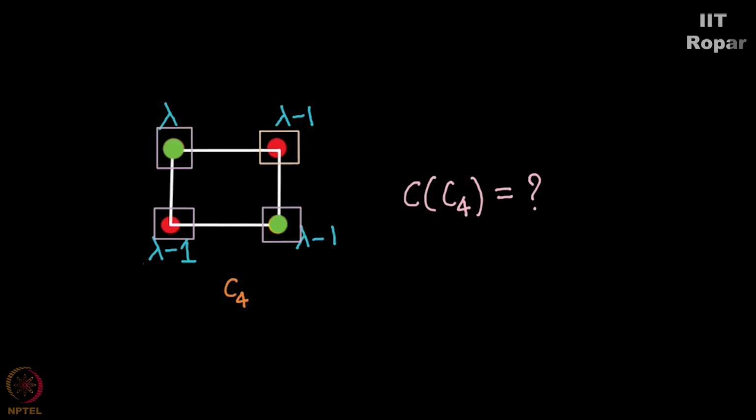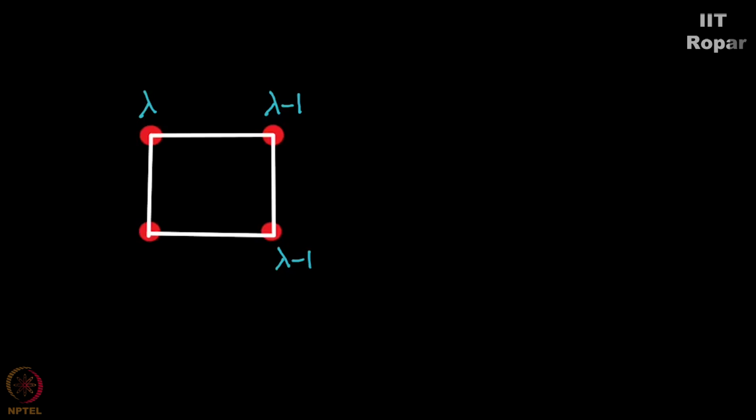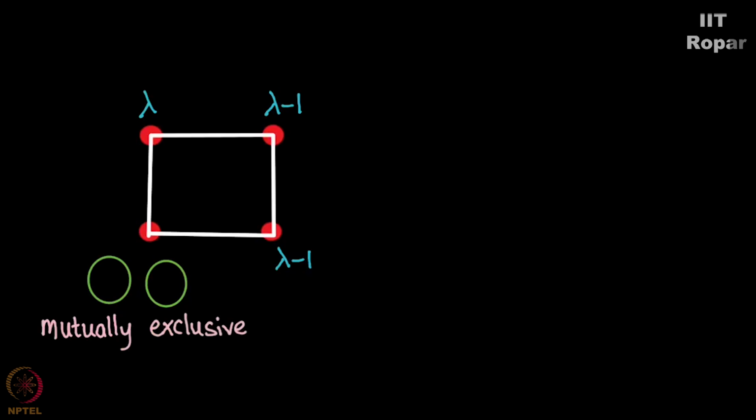Let us think about it patiently. First node, second node, third node, fourth node. First is definitely lambda, second is definitely lambda minus 1, third is again lambda minus 1, but fourth we have a problem. But then, let me use a technical term, there are two mutually exclusive possibilities here. What do I mean by that?